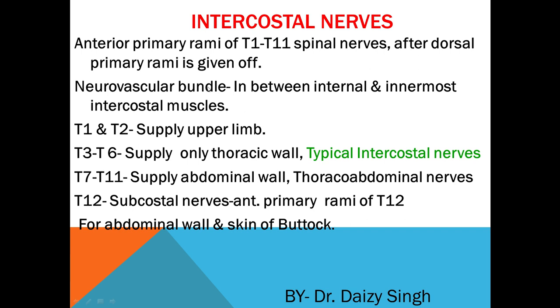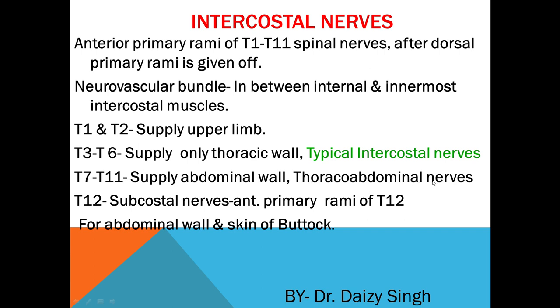The various nerves we'll study. T1 and T2 also supply the upper limb. T3 to T6 supply only the thoracic wall, and therefore they are known as typical intercostal nerves. While T7 to T11 also supply the abdominal wall, and therefore they are also known as thoraco-abdominal nerves.